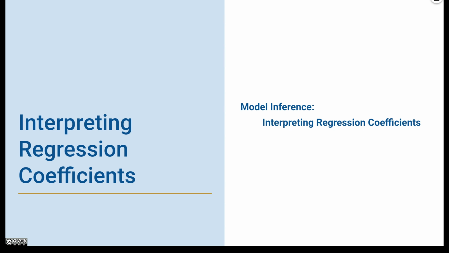Now we're going to look at how we can use inference to interpret regression coefficients. And this is an extension of the same idea that we have done for simple linear regression, when we computed confidence intervals for the slope and/or conducted hypothesis tests about whether or not the slope was zero.